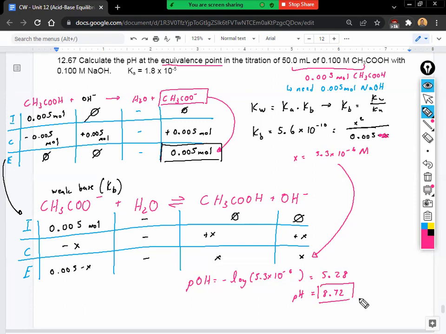That is when all of the base and all of the acid has neutralized with one another. Now you might think this doesn't make any sense. If the acid and base neutralize each other, why is it basic, right? Why isn't it 7? But it's because we're gonna have some leftover Kb, which is a base, and that's gonna force the solution into basicity.